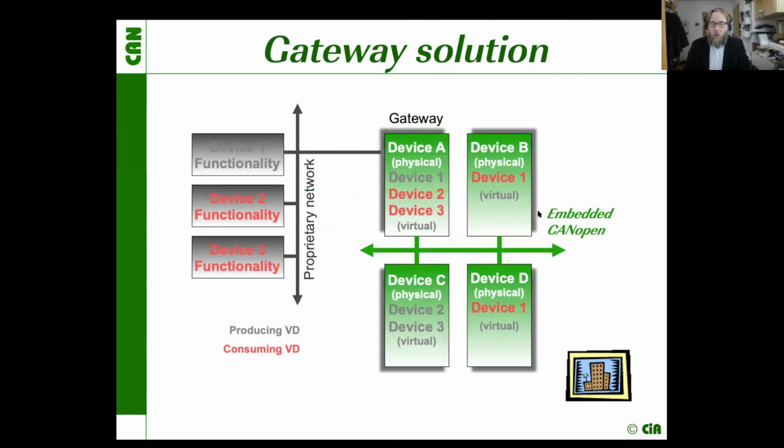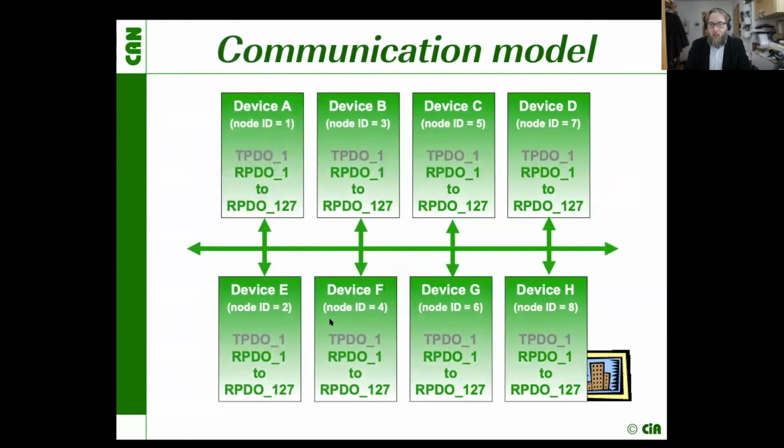The gateway could also represent functionality which is not connected via CANopen, but via some kind of a proprietary network. What we also need to define is the communication between the different devices. We need, and that's basically our PDO definitions.